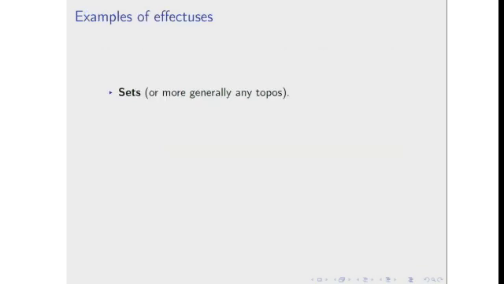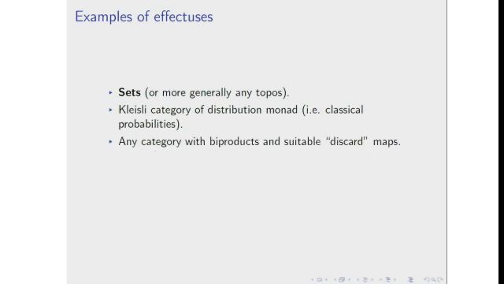First, examples of effectuses. Sets, the category of sets and functions, is an effectus, and more generally, any topos is an effectus. So I'm told. Do not ask me any questions about this because I have no idea why or how. The Kleisli category of the distribution monad, otherwise known as classical probability theory, is an effectus. In particular, for any category which has biproducts, and if it has suitable discard maps, I can look at the causal maps in this category, and those form an effectus. So it's a very general kind of construction.